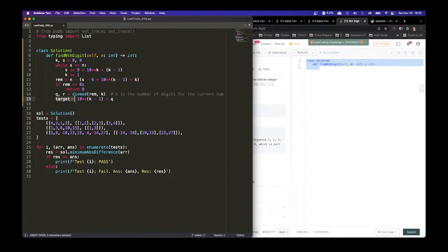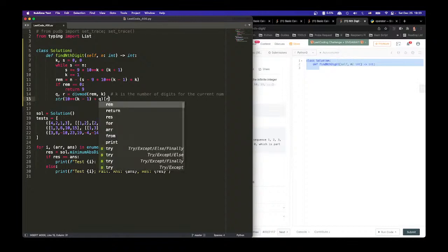So what we need to do is turn the target value into a str, and then find the rth, right? So the rth is just going to be r, right? Because what if r is 0?